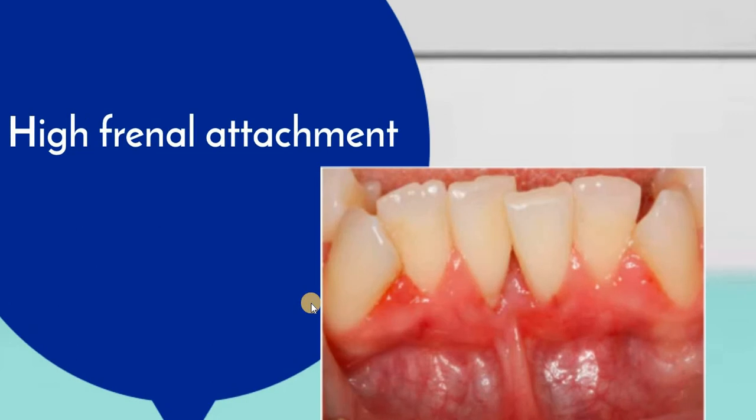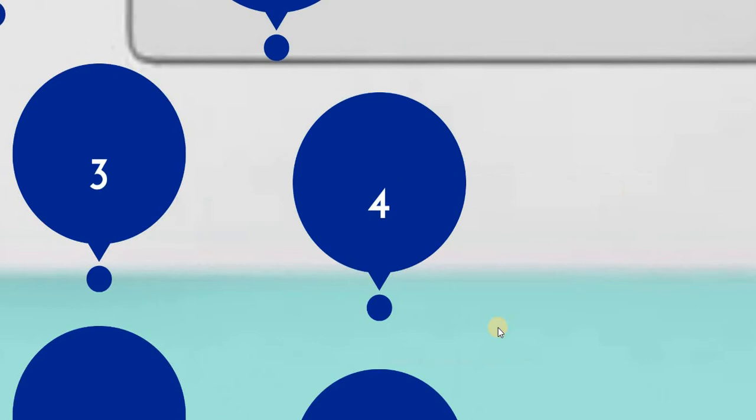We have high frenal attachment. The frenum pulls continuously throughout the movement of the lips and cheeks. It will lead to movement of the gingiva downwards, causing an apical shift and gingival recession.